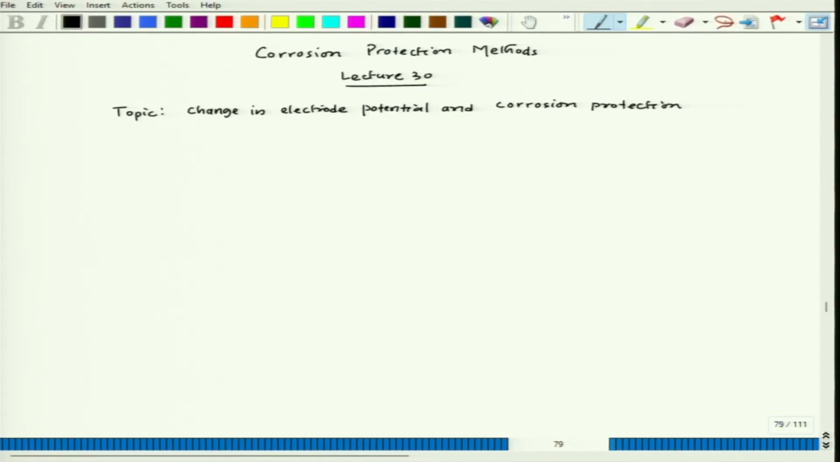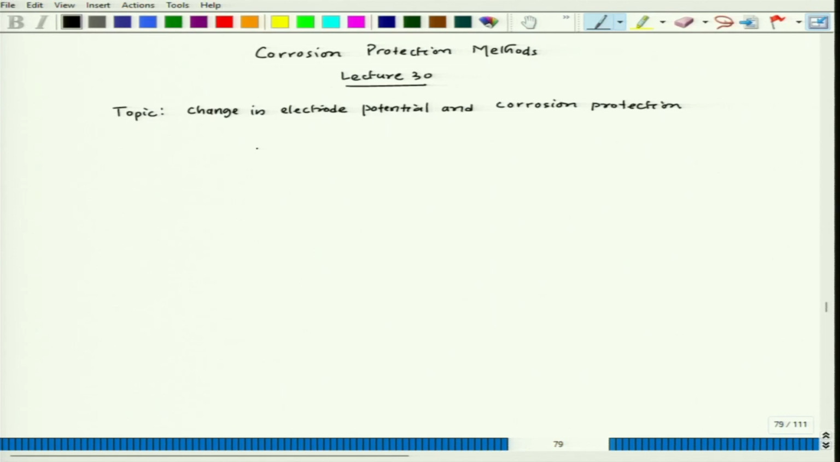When we talk about corrosion protection by changing the electrode potential, as we have mentioned, the metal can be made cathode or anode by changing the potential. When we take the potential downwards to the negative side, it becomes cathode. When we take the potential upward, it goes into more anodic behavior. There are 2 major variations in this corrosion protection route: one is cathodic protection, another one is anodic protection.